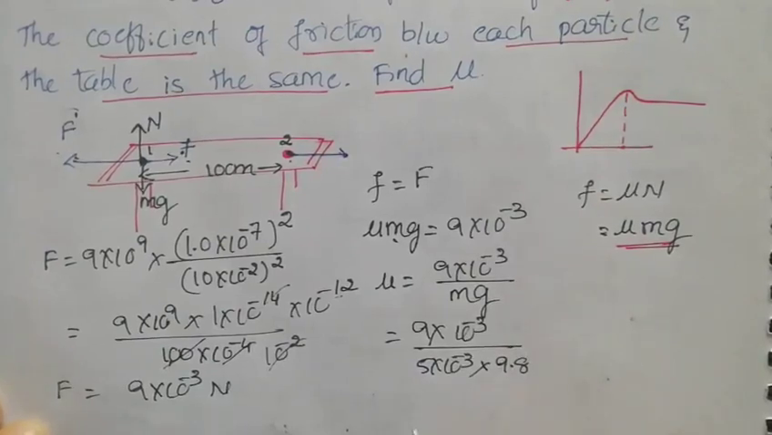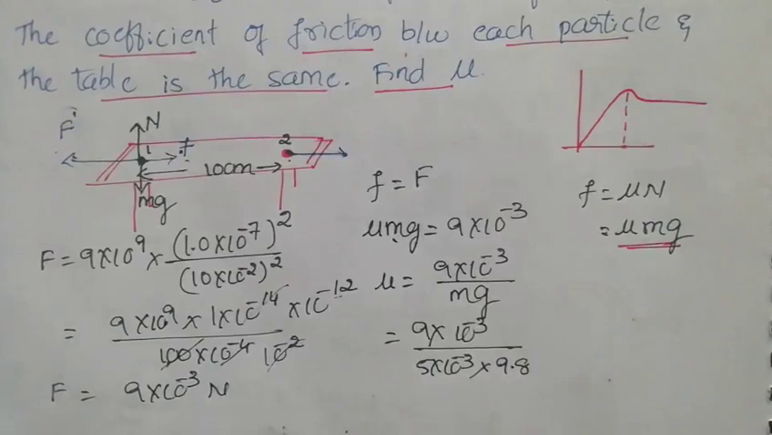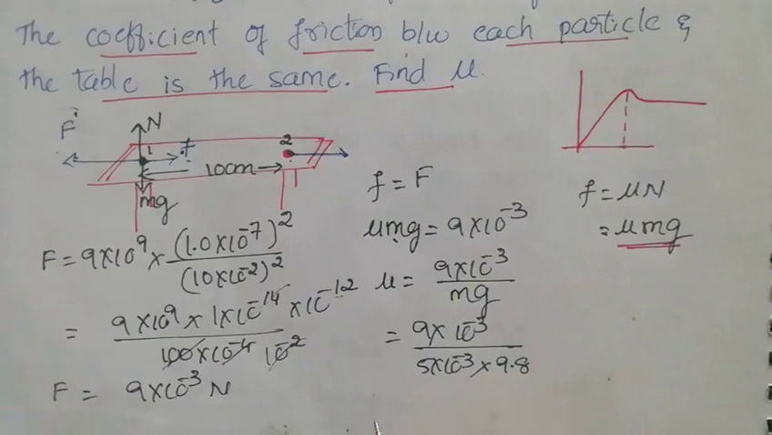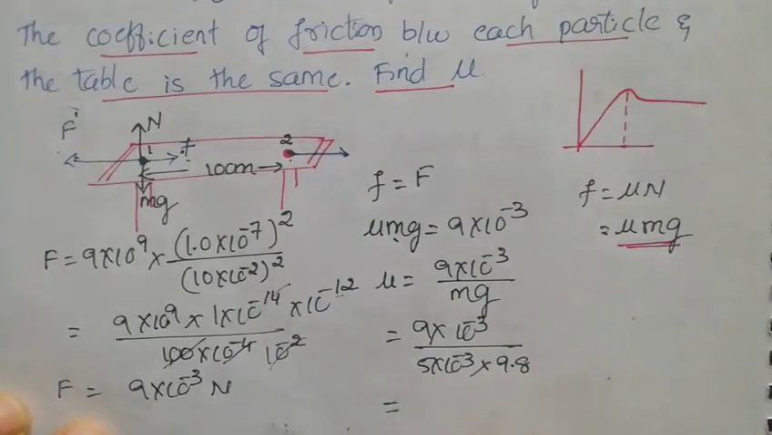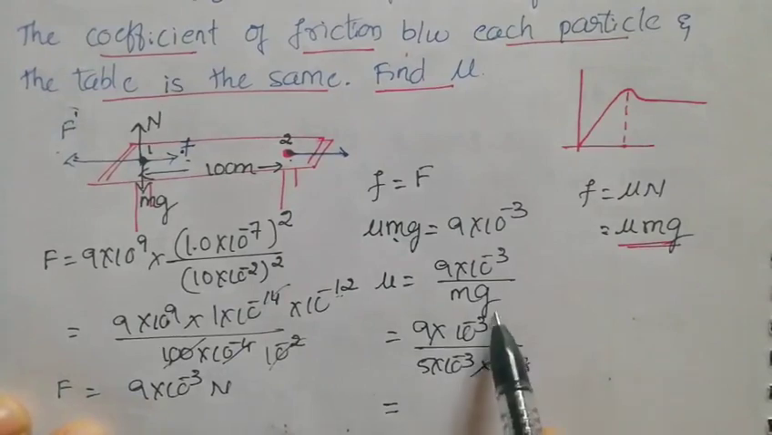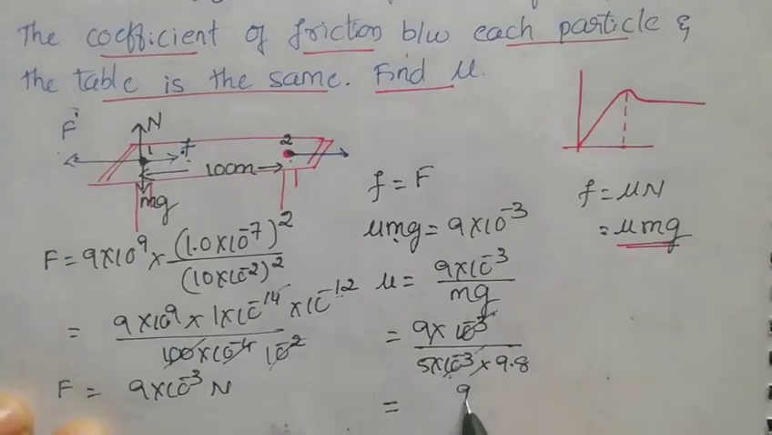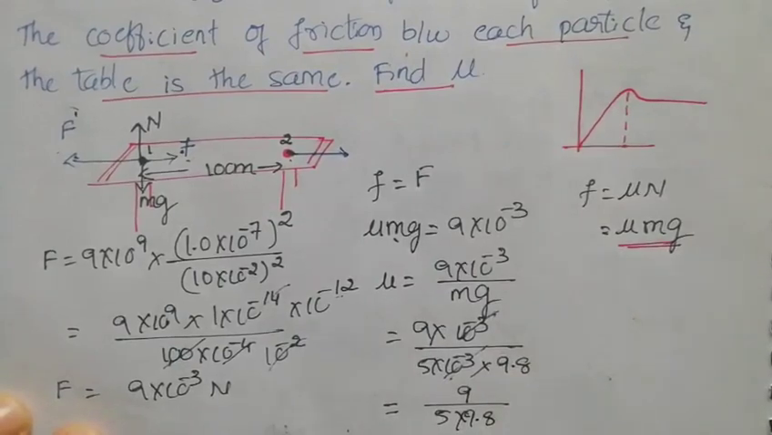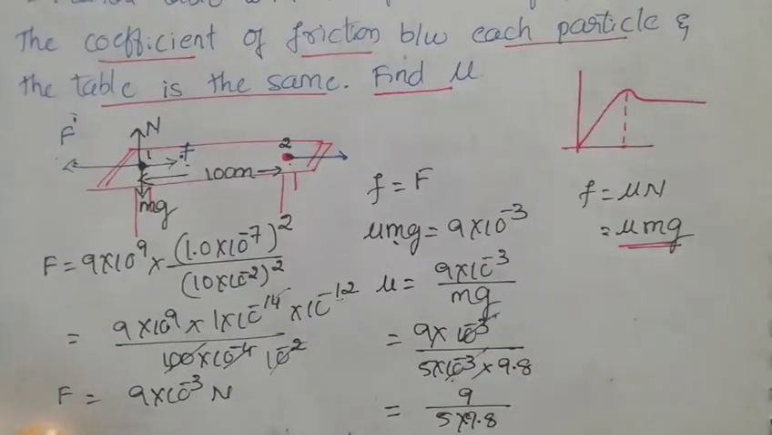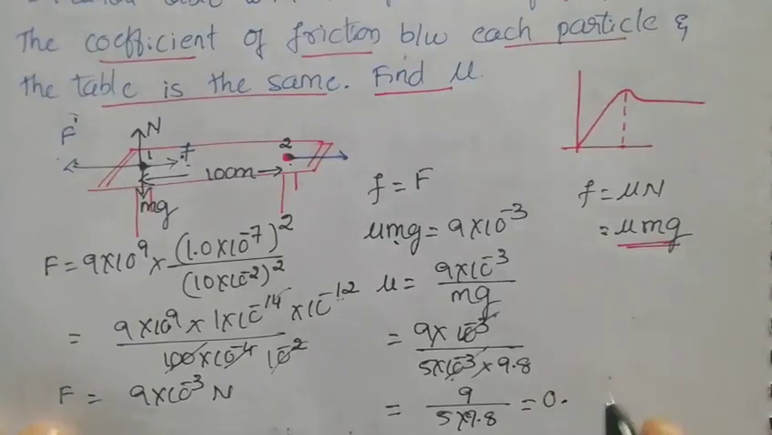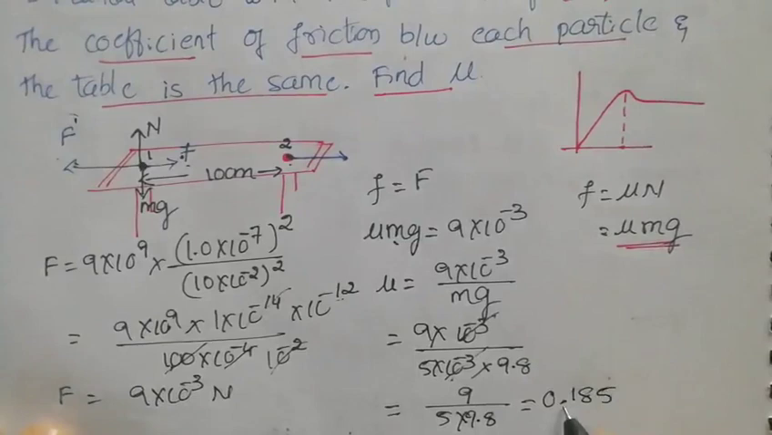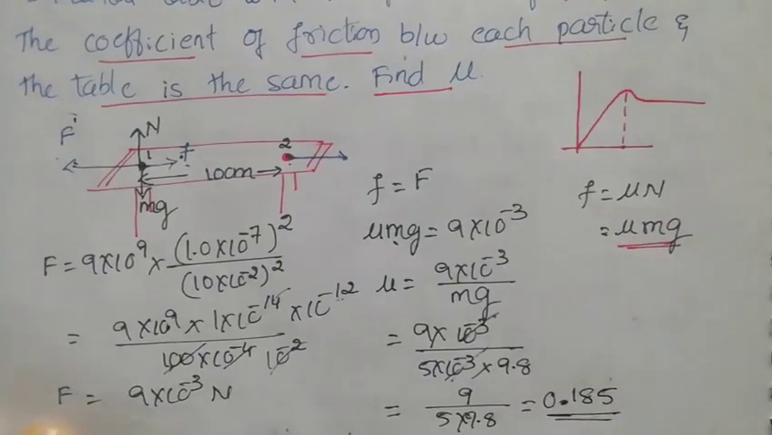Students, one more thing you can remember: while doing the calculation you can take 10 as a nearby value also. That is not an issue, but be more particular. So let us simplify this now. Here 10 power minus 3 and 10 power minus 3 cancel, so you end up with just 9 divided by 5 into 9.8, which gives an answer of about 0.185. That is the value of the coefficient of friction between the table and the charge.